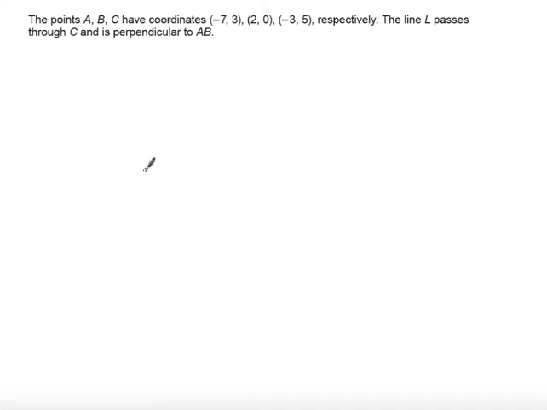If I start off, let's just randomly call this point here (-7, 3). I'm then going to sketch the other points in relation to that. So the point B has x coordinate 2, so it's to the right of point A, and the y coordinate is 0, so it's below point A. I'm just going to put that somewhere over here. I'm going to call this B, which is (2, 0).